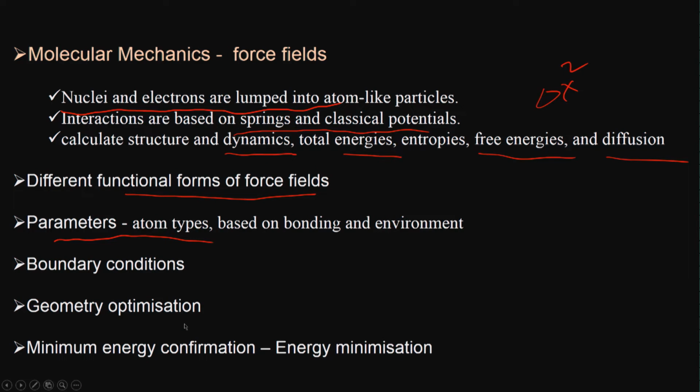Then the boundary conditions, what type of boundary conditions, is it vacuum, is it surrounded by solvents, is it in a periodic box. Then came the geometric optimization, this is very important. So, we want to find out the minimum energy conformation of the molecule, okay. So, that is energy minimization, we use lot of numerical techniques to calculate the minimum energy, okay.